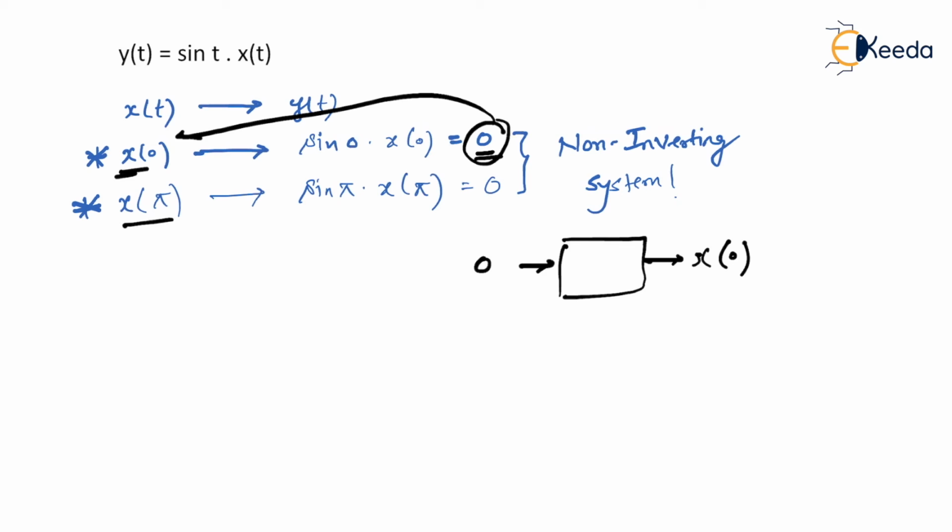So I really don't have to take one more example, that is x of pi. At the first example where x of 0 I have tested and I got output equal to 0, there and there only you can declare that it is a non-inverting system, right? Let's see one more example.